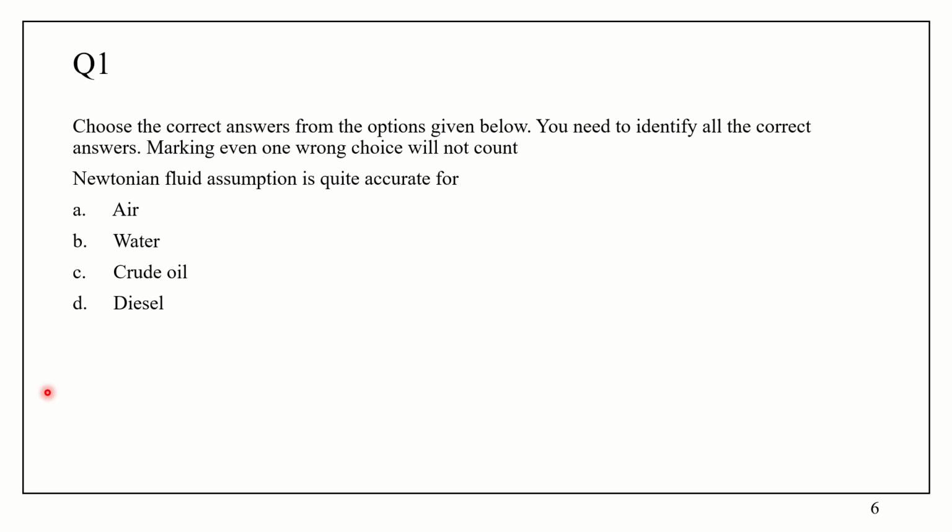And the third one is crude oil. Crude oil is a mixture, so its viscosity changes with respect to the applied shear, so we cannot say it is a Newtonian fluid. So crude oil is a non-Newtonian fluid, and option D, diesel, is also a Newtonian fluid. So the Newtonian fluid assumption is quite valid for air, water and diesel. Options A, B and D: air, water and diesel is the right answer.